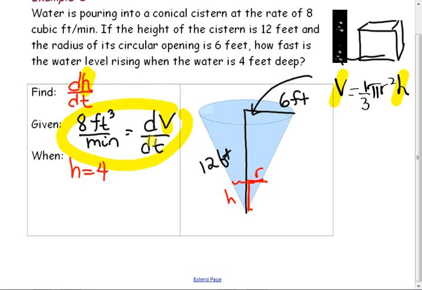Okay, so I have an interesting situation here. I have similar triangles. I have this big one. So I'll pull out, and then I have this little one here. And they're similar by angle similarity. Okay, Nick?